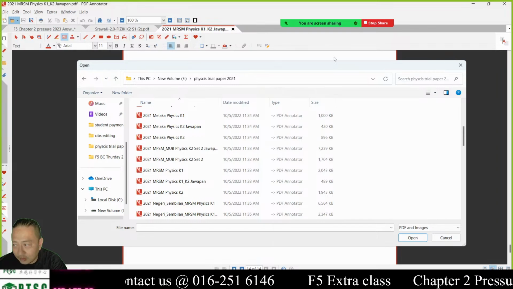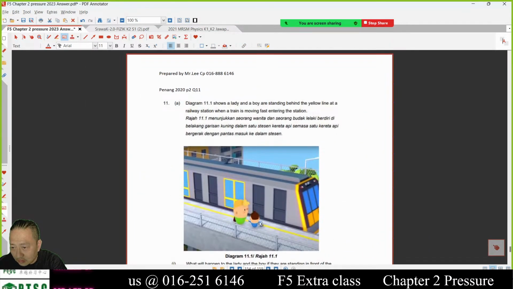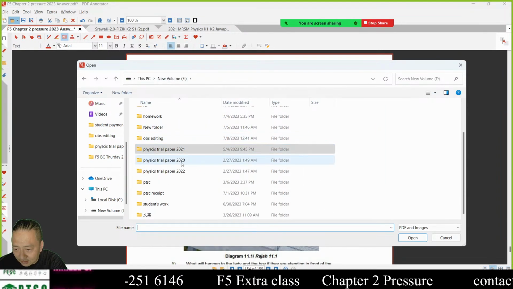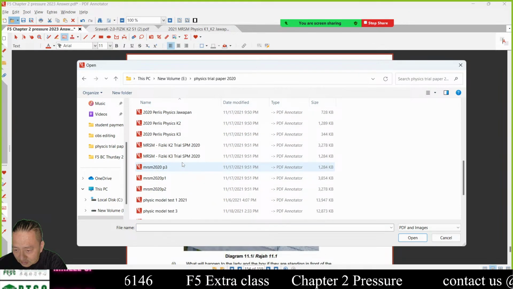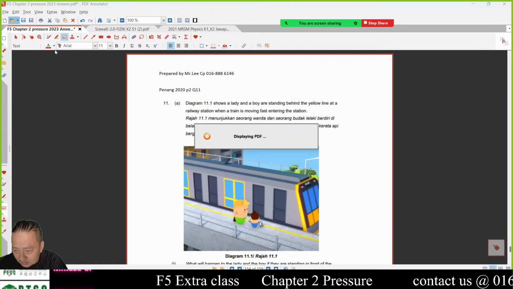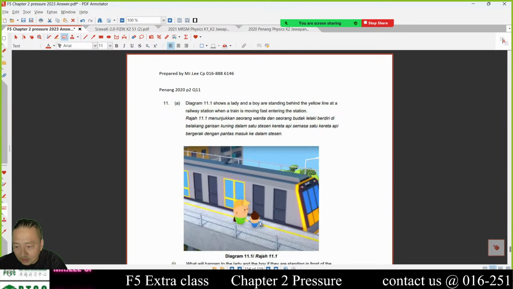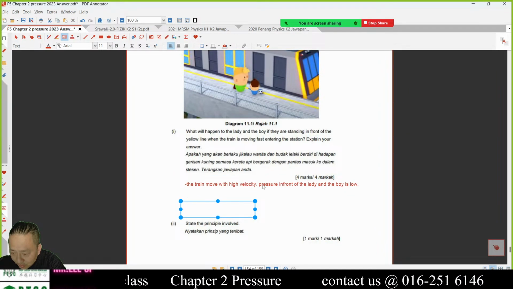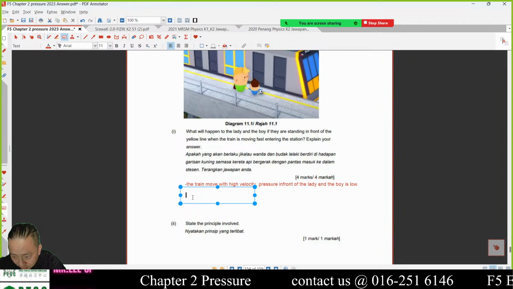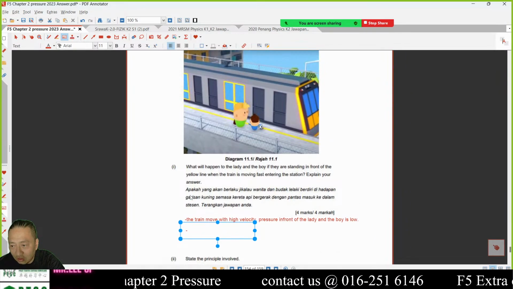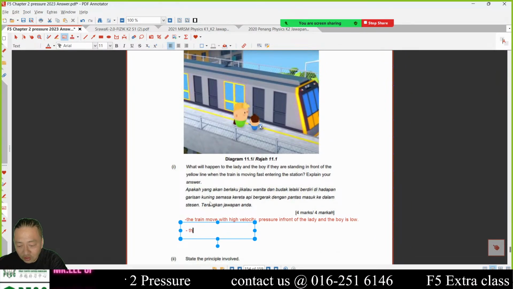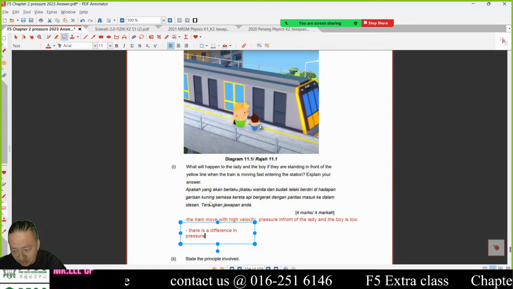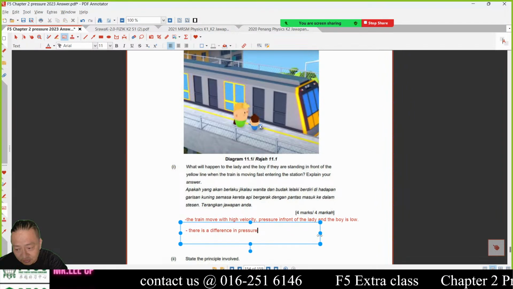But when your teacher doesn't mark this one correct, then you don't get the mark. You see, they want this. Okay, now we see the answer. So the velocity is high, pressure low. So what happened? There is a difference in pressure.